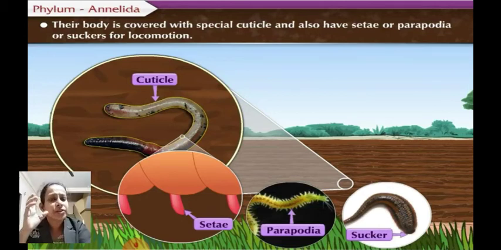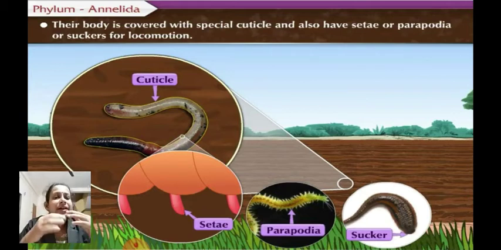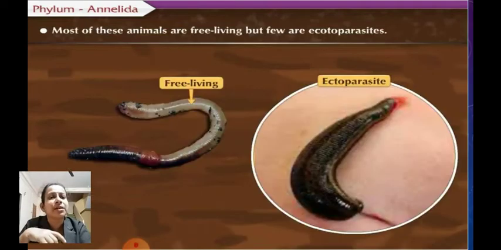These all three are the examples of this phylum, that is phylum Annelida. Is that clear? So remember here what are the characters. They are found in the terrestrial habitat, as well as some of them in the aquatic habitat. They are long, cylindrical, metamerically segmented, bilaterally symmetrical. Then they have a waxy coating, that is a cuticle, and for locomotion they have setae, parapodia or suckers. Now about their reproduction, they are either unisexual or bisexual, that means unisexual or hermaphrodite.